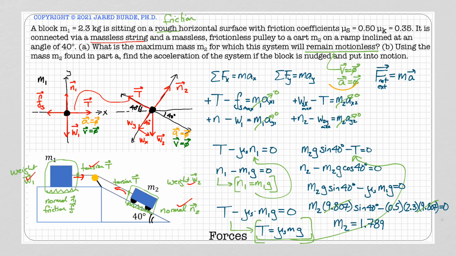Here I found that M2 is 1.789. That should be in kilograms if we're measuring a mass. And then notice how I have 2 sig figs and 2 sig figs, 2 sig figs everywhere else. So if I round this to 2 sig figs, I will get 1.8 kilograms would be the maximum value of M2 for which static friction can hold this block in place. If M2 gets too big, it will pull too hard on that rope, it will break M1 free, and the whole thing will start moving. We'll see that in the next example.